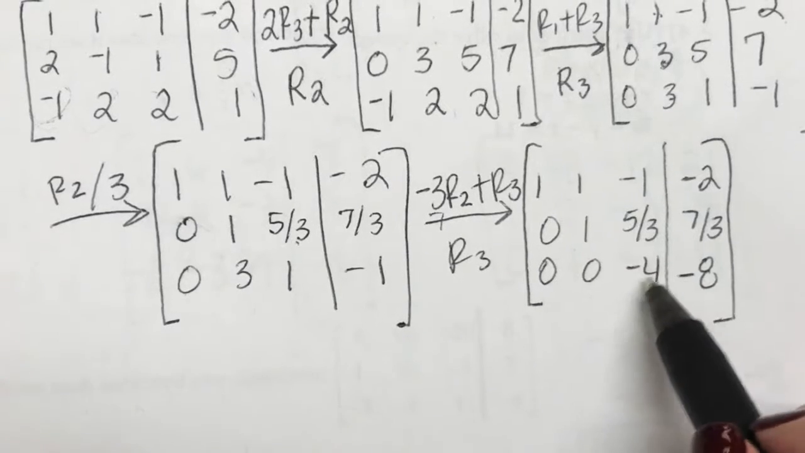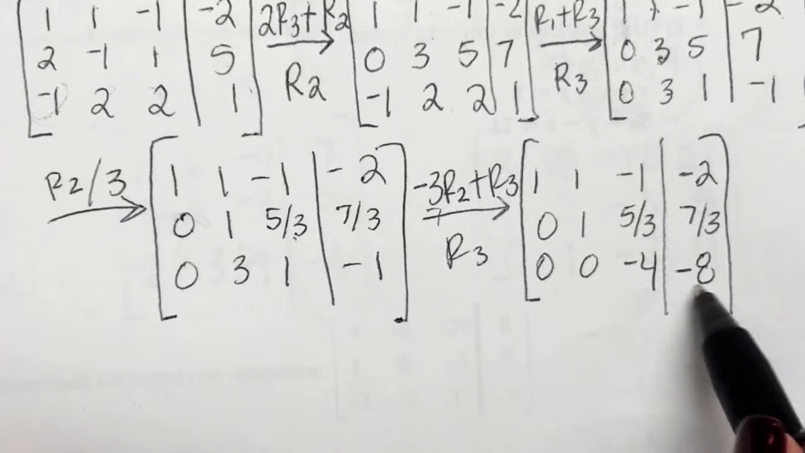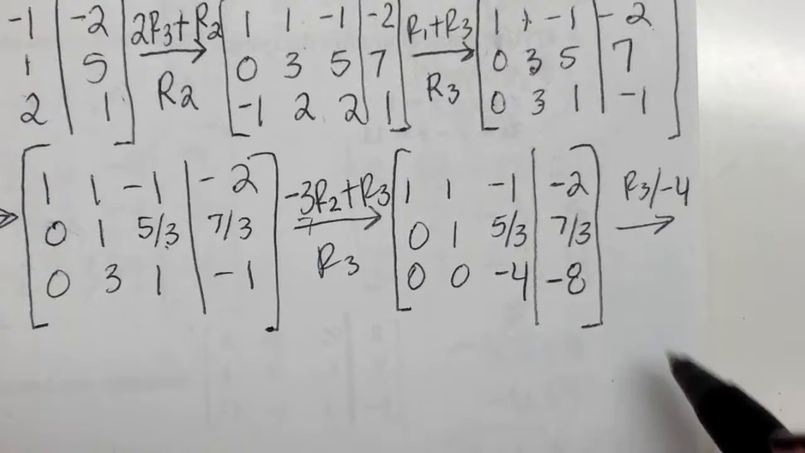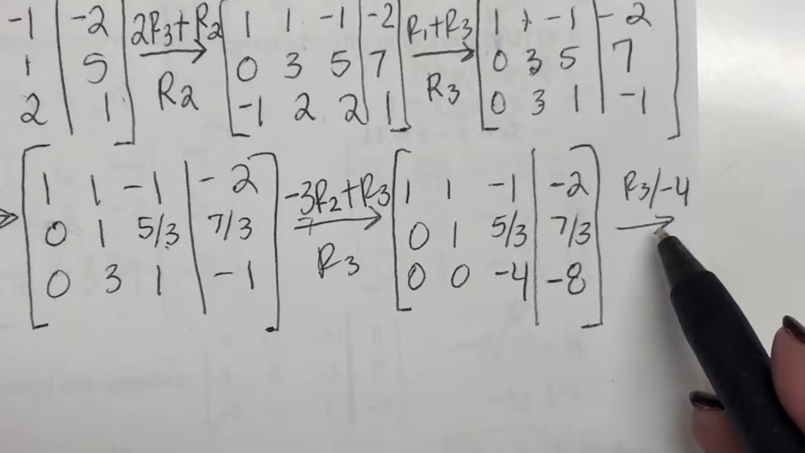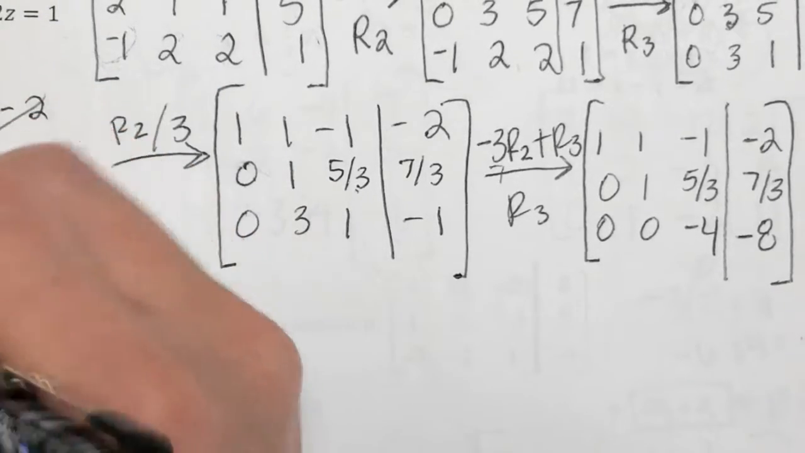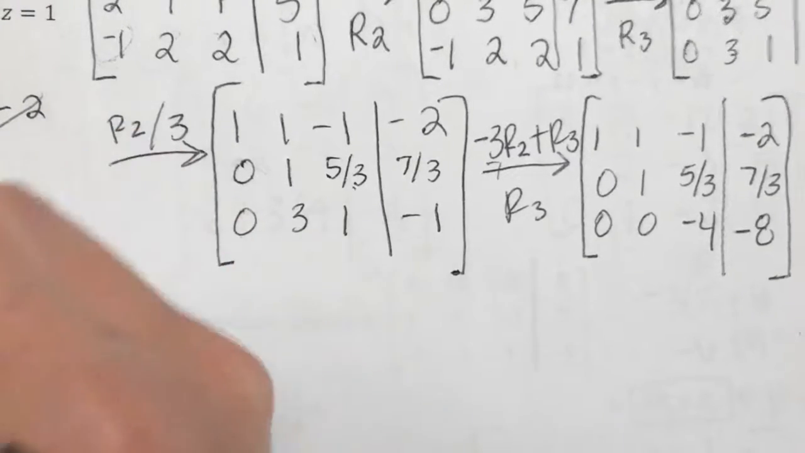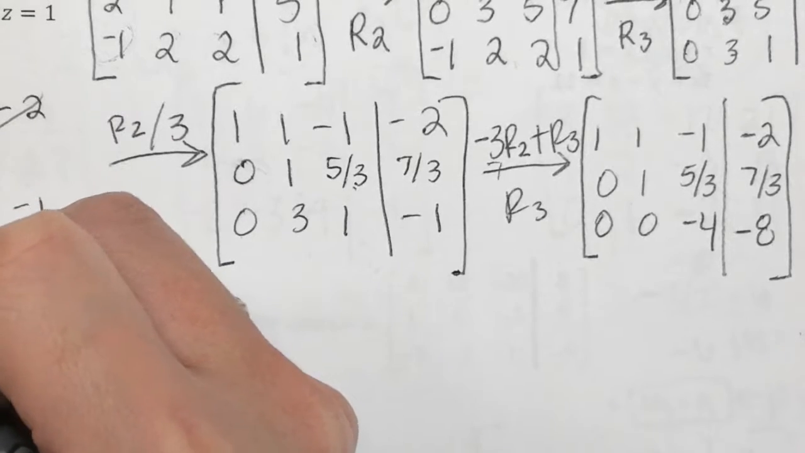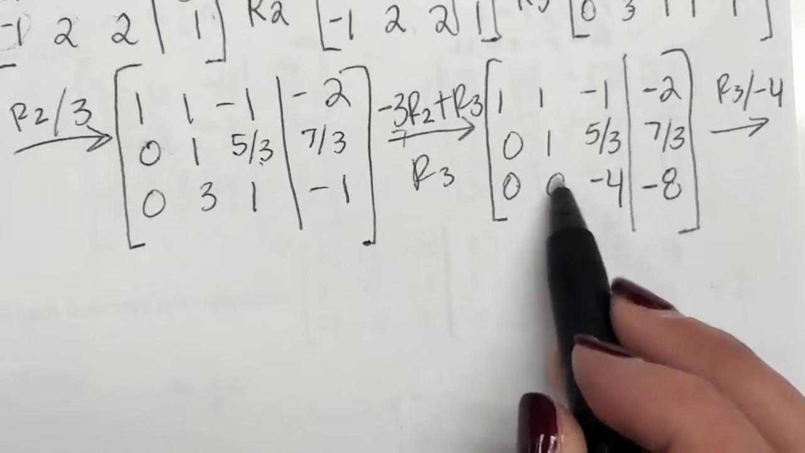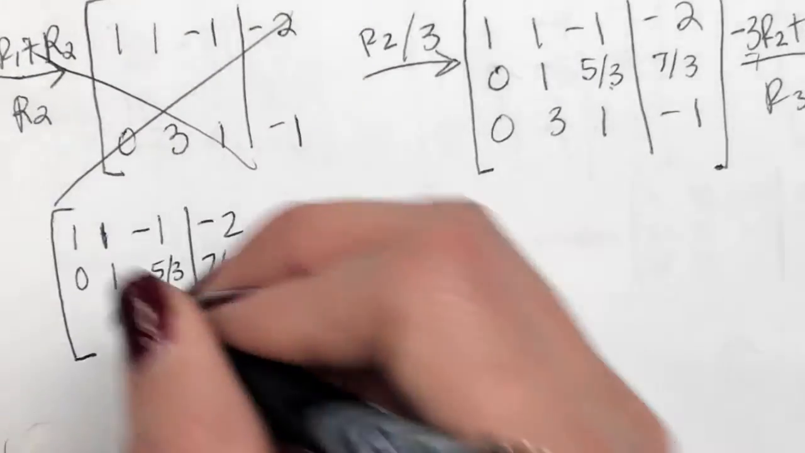Alright, I see that we can easily make this a 1 right here by doing what? Dividing all of this by negative 4. So let's do row 3 divided by negative 4. Okay. So I'm not changing row 2 or row 1. But when I divide row 3, all of this by negative 4, I'll have 0, 0, 1, 2. Good. 0, 0, 1, 2.